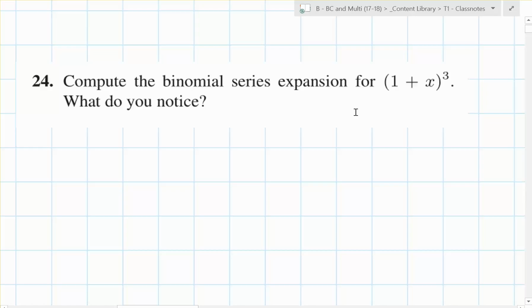In general, what does the binomial expansion say? I think it starts with a 1. Yeah, starts with a 1 and then it's plus what? Plus p x, yep, plus p times p minus 1, basically, over what's on the denominator here? 2 factorial x squared, right?